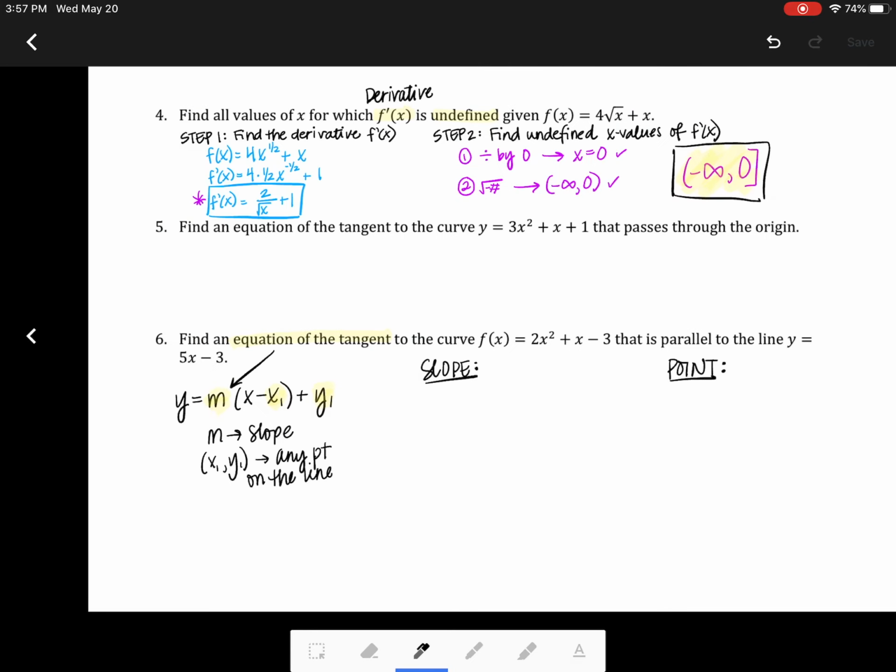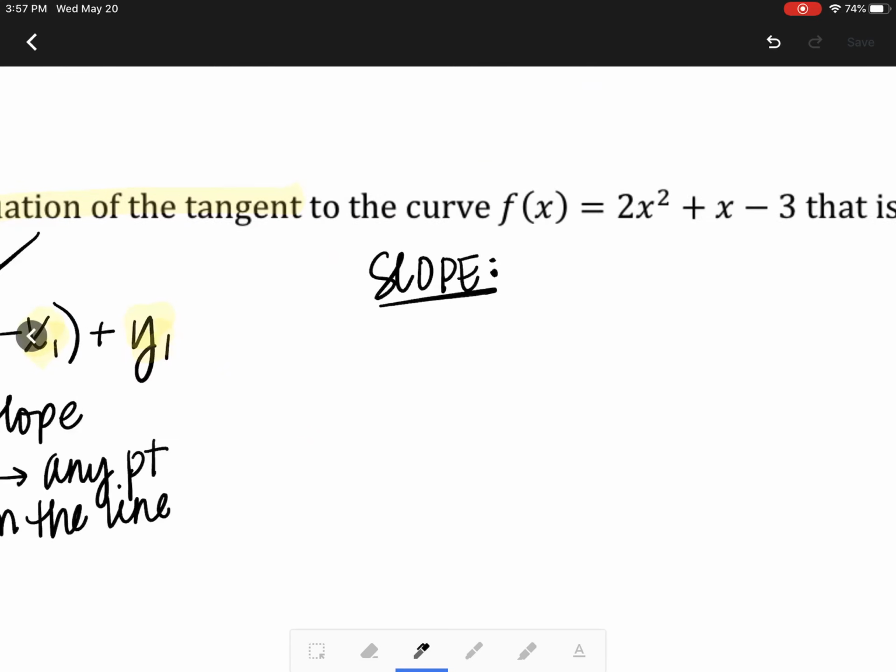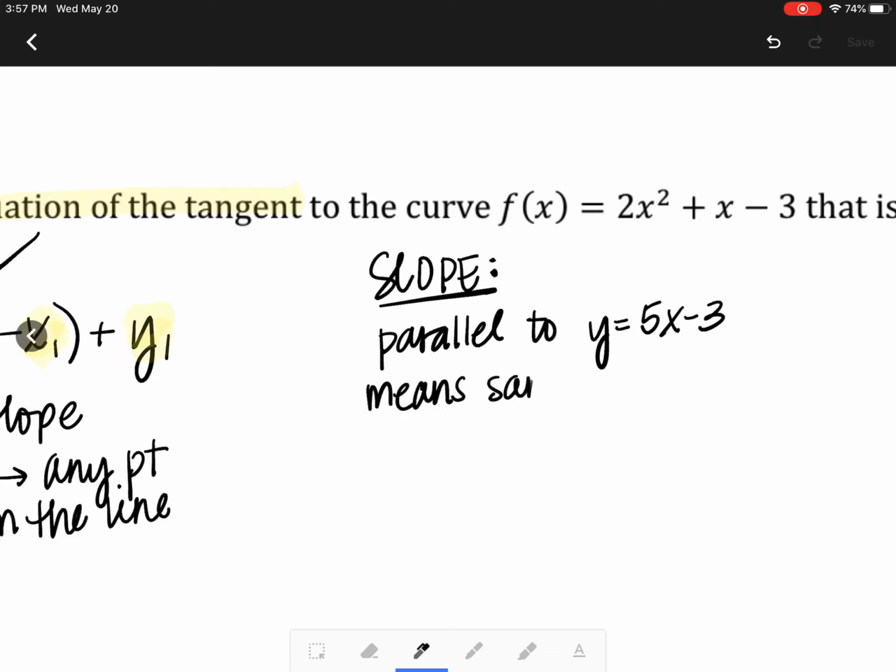They have told us that this equation needs to be parallel to the line y equals 5x minus 3. Again, parallel to y equals 5x minus 3 means they need to have the same slope. Means same slope. So that means for our slope, we're looking at this number right here. Well, there we go. We have a piece of the puzzle. The piece of the puzzle is that the slope equals 5. That is one thing we're going to put into our equation.